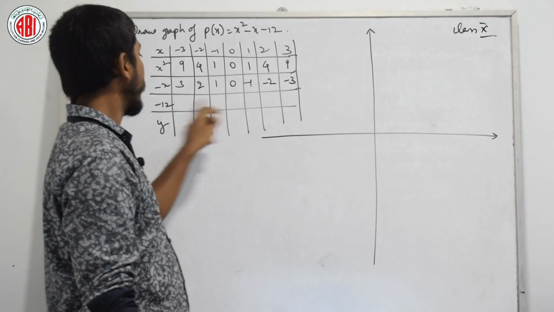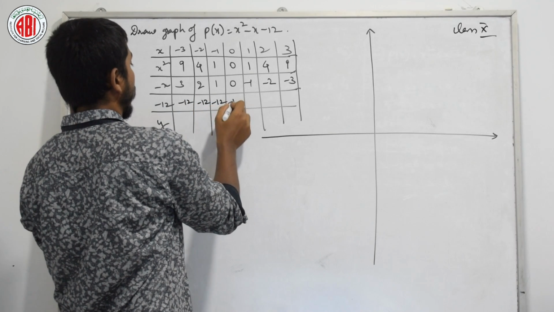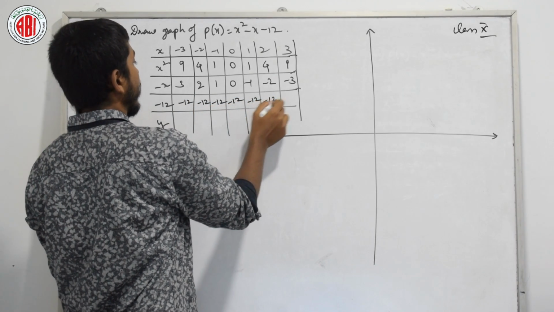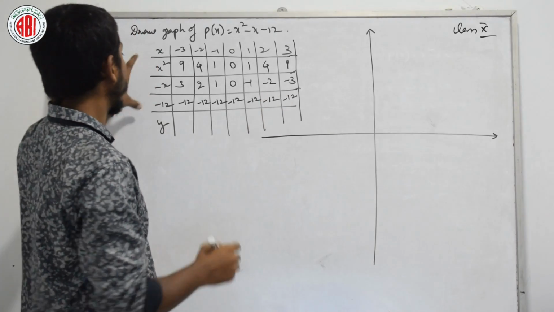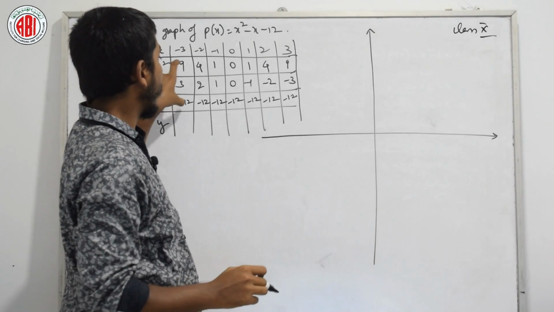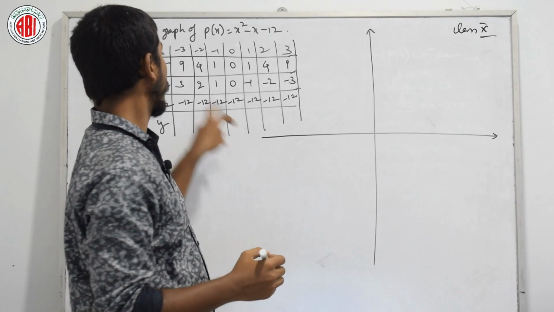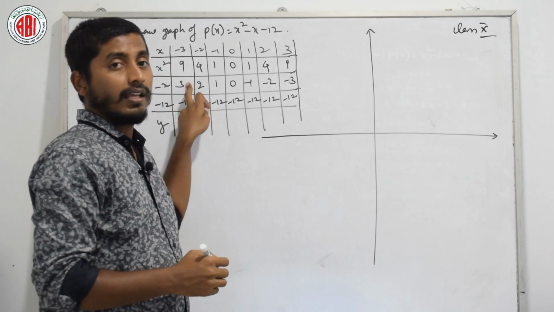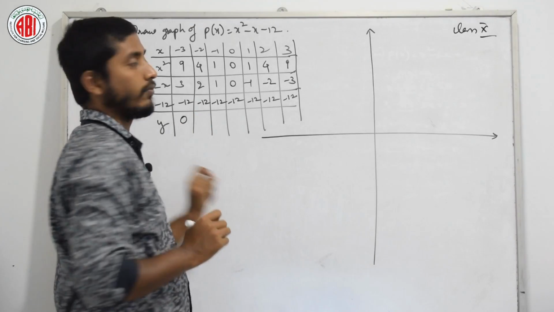Now let us write minus 12 everywhere. Minus 12, minus 12, minus 12, minus 12, minus 12, minus 12 and minus 12. Is it okay? What are the terms which we are going to add? We are going to add this x square, minus x and minus 12. We will add all these 3 terms in all the columns. Let us do that. 9 plus 3, 12, minus 12, it is 0.